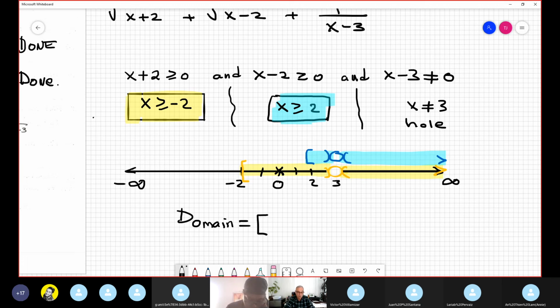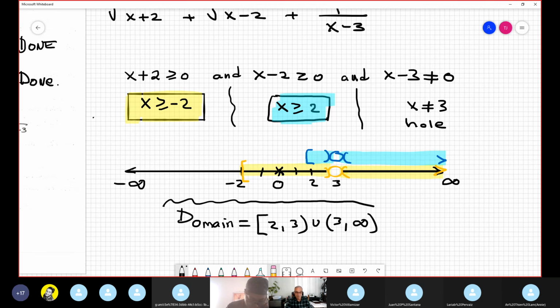Because 0, negative 1, positive 1 are yellow but not blue. So 2 to 3, and at 3 remember we have a hole. Union, 3 to infinity, something like that. Is it okay or no?